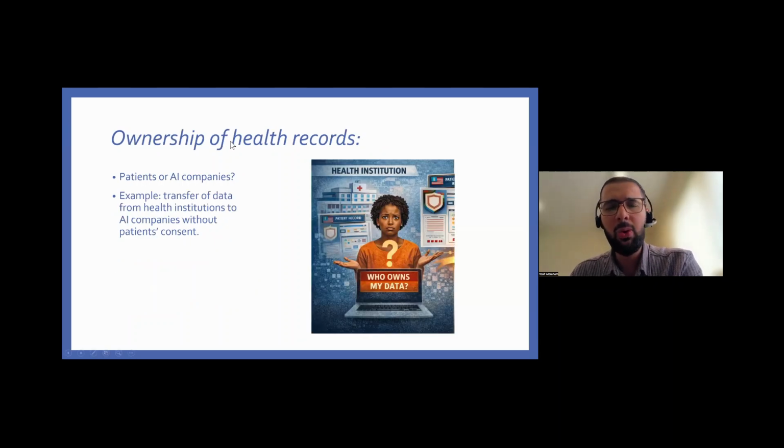The other thing is who owns the health records, because if you take a fundus photograph of a patient and you transfer that to the AI company, to work on the algorithm and give you a diagnosis, then there is this legal question: who owns those health records? Is it the patient? Is it the hospital? Is it the AI company? And can we actually transfer those data to the AI companies without the patient's consent? So that also remains a gray area that needs to be considered.